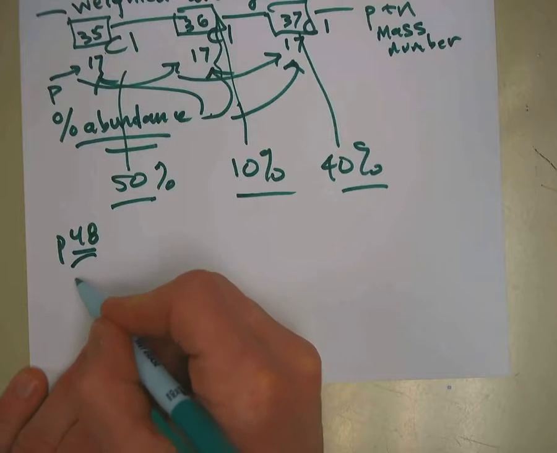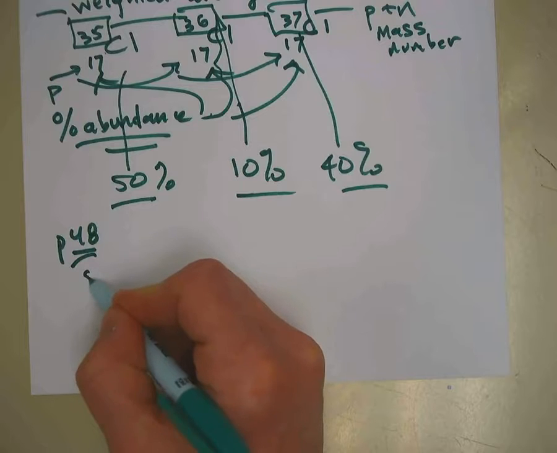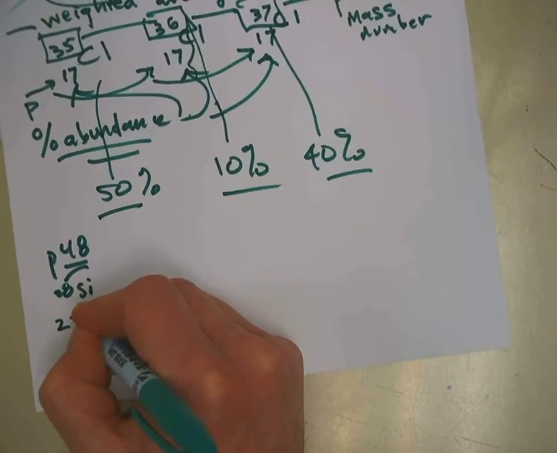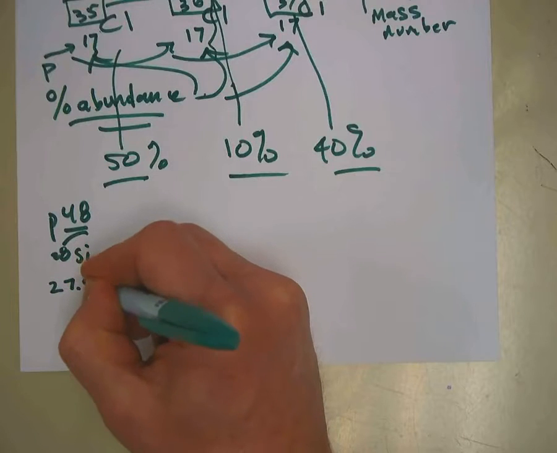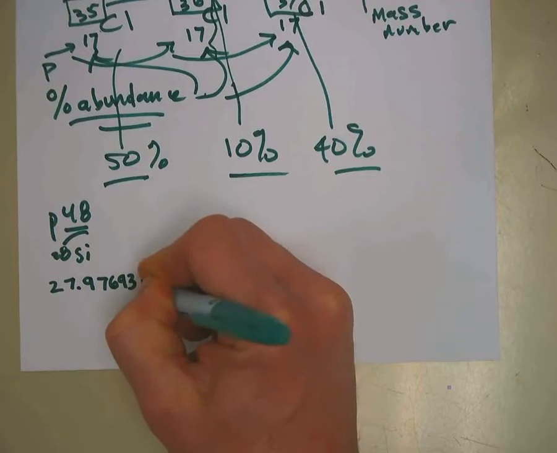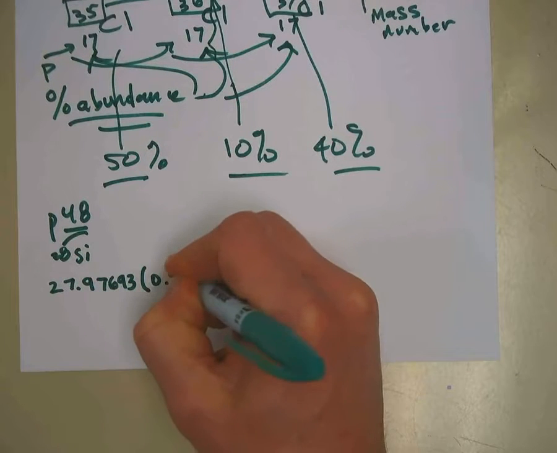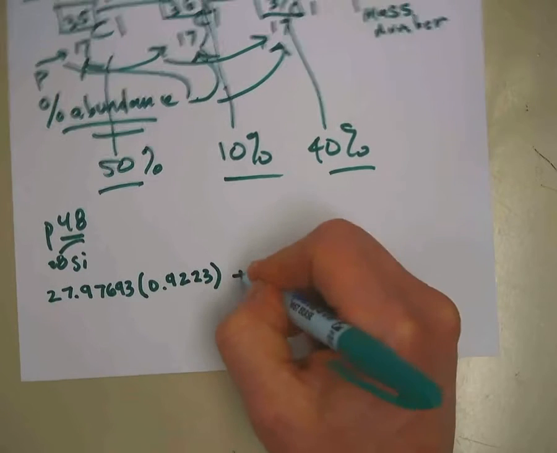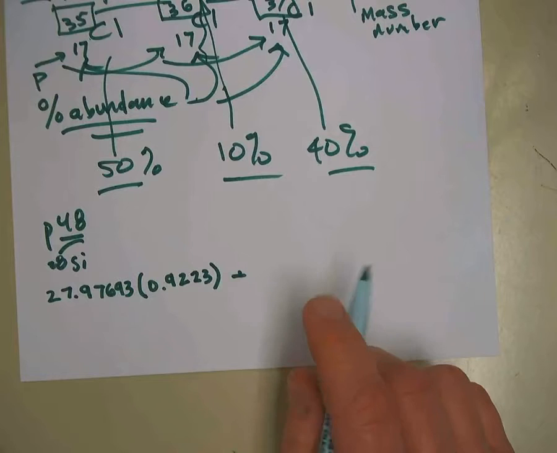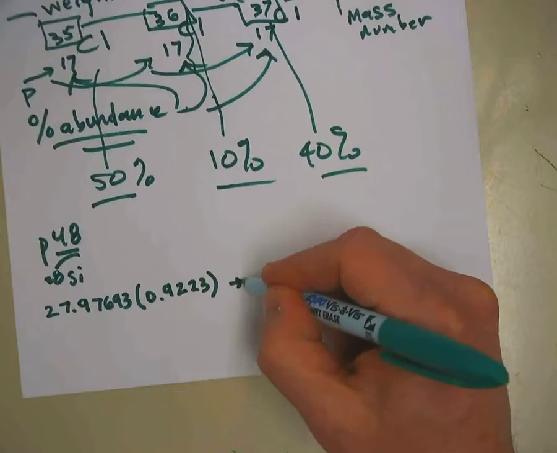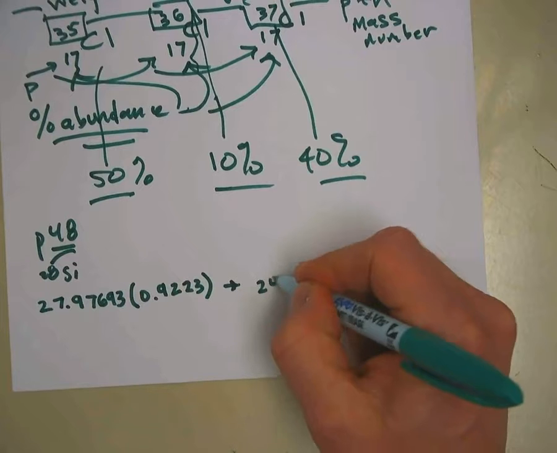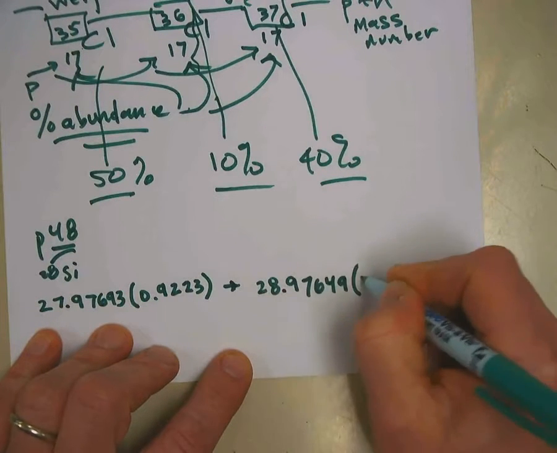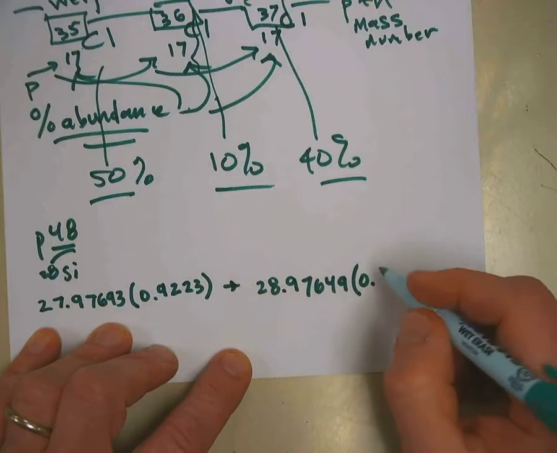So the math would be silicon-28 has a mass of 27.97693 AMUs times a percentage of 0.9223, 92.23%, plus silicon-29, which has an atomic mass of 28.97649 AMUs, and there is 4.68% of that.